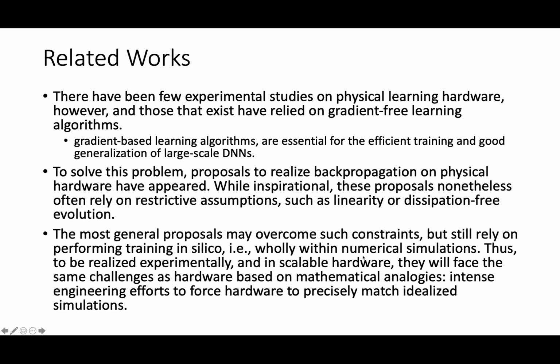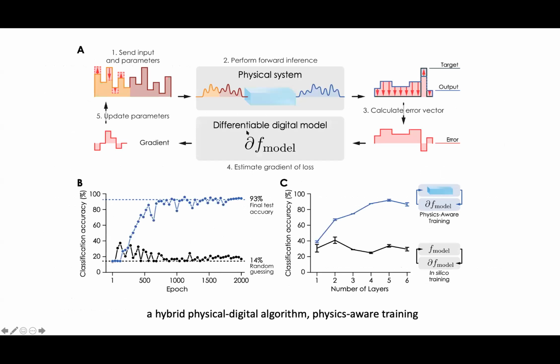So the authors' point is, okay, if you fully build a digital model of the real physical system, like a digital twin, and you train in your computer, then that part is going to be hard. You need a lot of effort to make your model very precise, and that's sometimes impossible. So this is what the authors proposed. They proposed a hybrid physical-digital algorithm, which they call physics-aware training, or PAT.